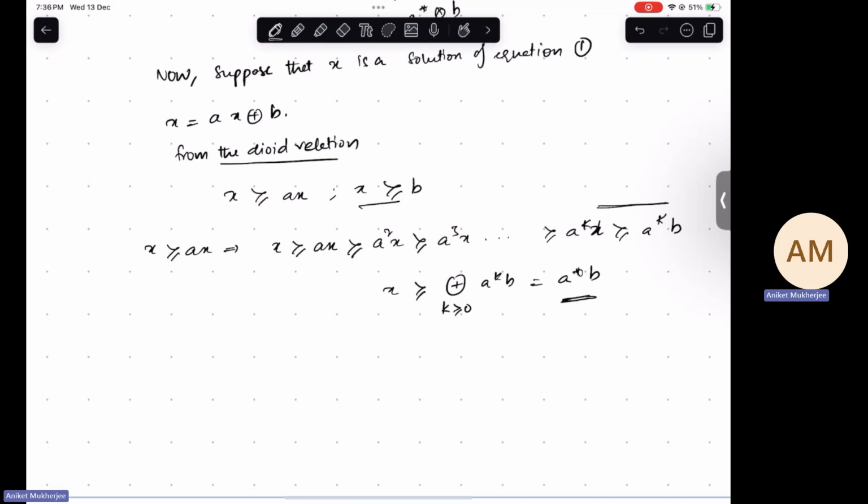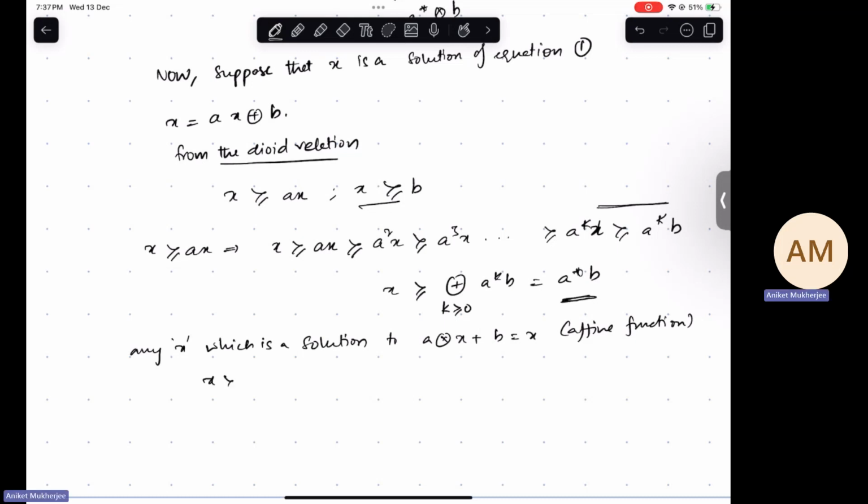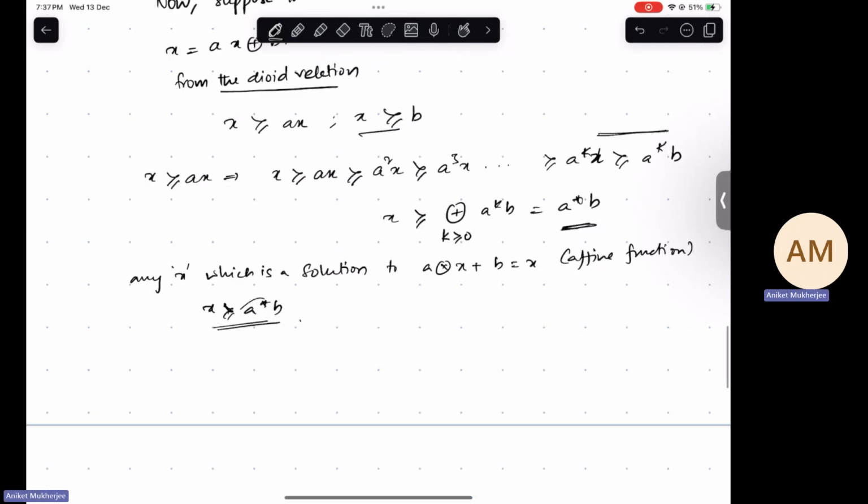Therefore, any X which is a solution of the affine function X equal to AX plus B, so any X which is a solution to AX plus B equal to X, this is the affine function, would be greater than A star B, right? Therefore, A star B, this is the least solution.